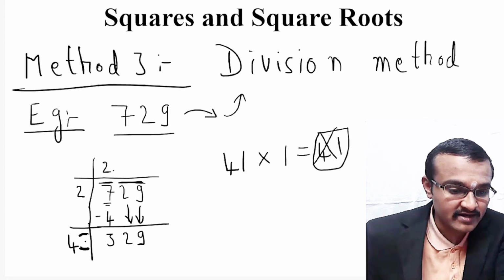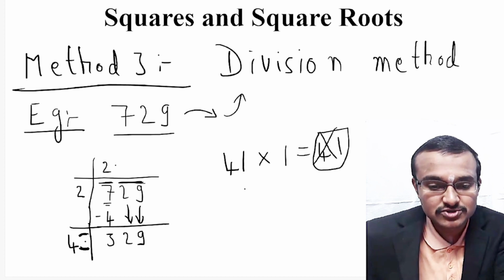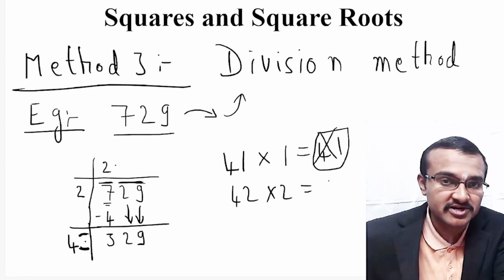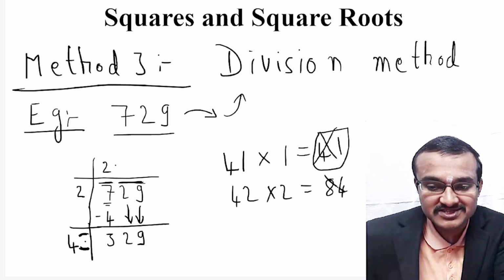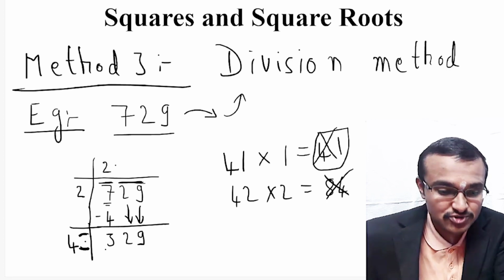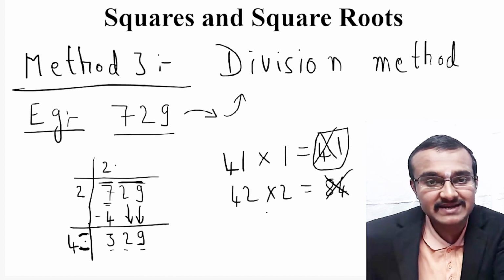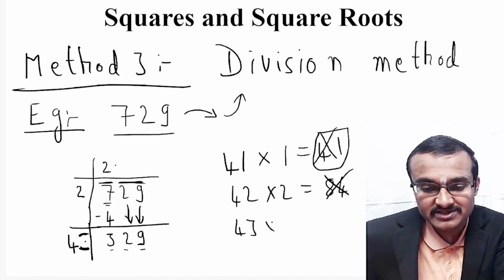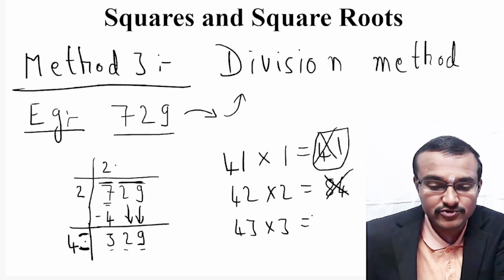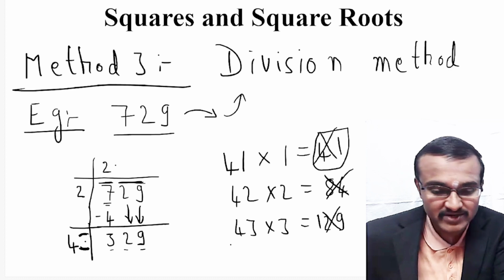If you take 2 here, then you should add 2 here also. So if you do that, then it will be 42 into 2. So what is 42 into 2? It is 84. So this is also not equal to 329. So you should get this particular 329 as your number. Next you can do 43 into 3. So here if you do 43 into 3, you will get 129. So this number is also not matching with this particular 329.